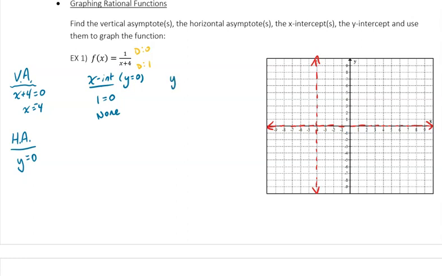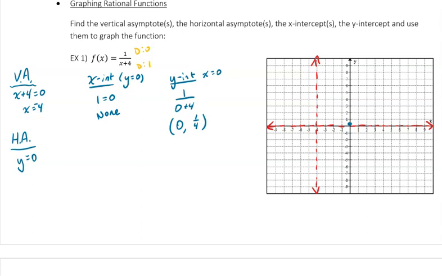All right, let's look for y-intercepts. For y-intercepts, we are going to set x equal to 0. It's going to be 1 over 0 plus 4, which is going to be 1/4. So (0, 1/4) is going to be our y-intercept. So really close to that line right there.